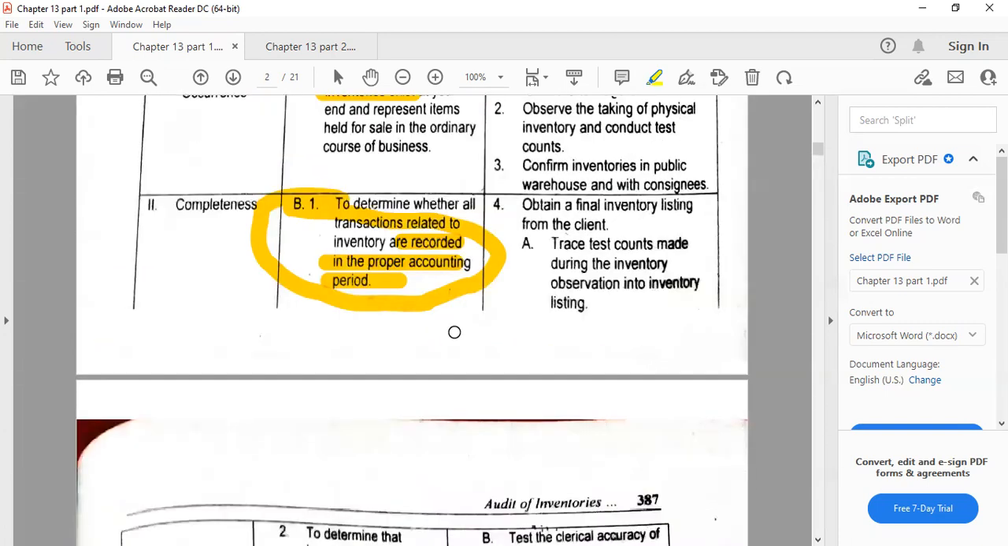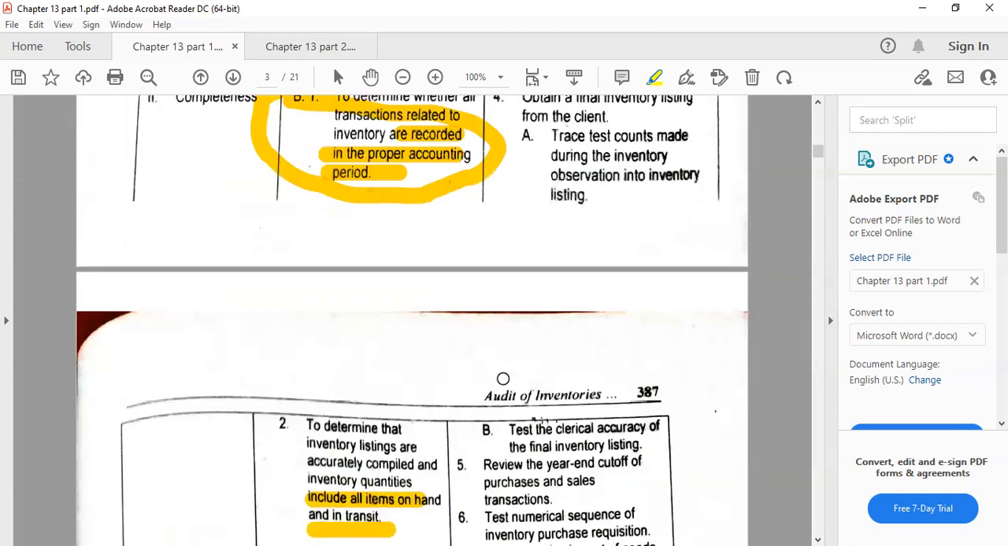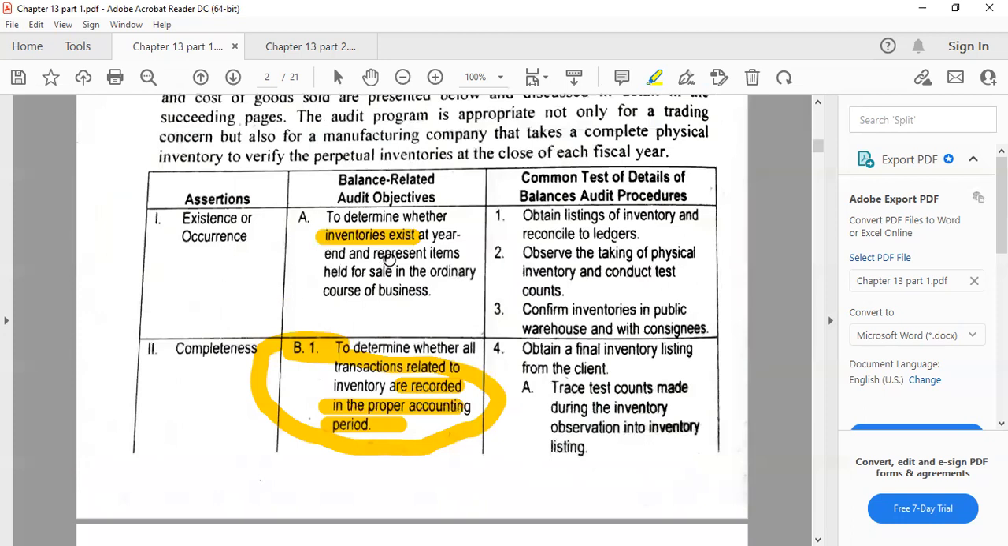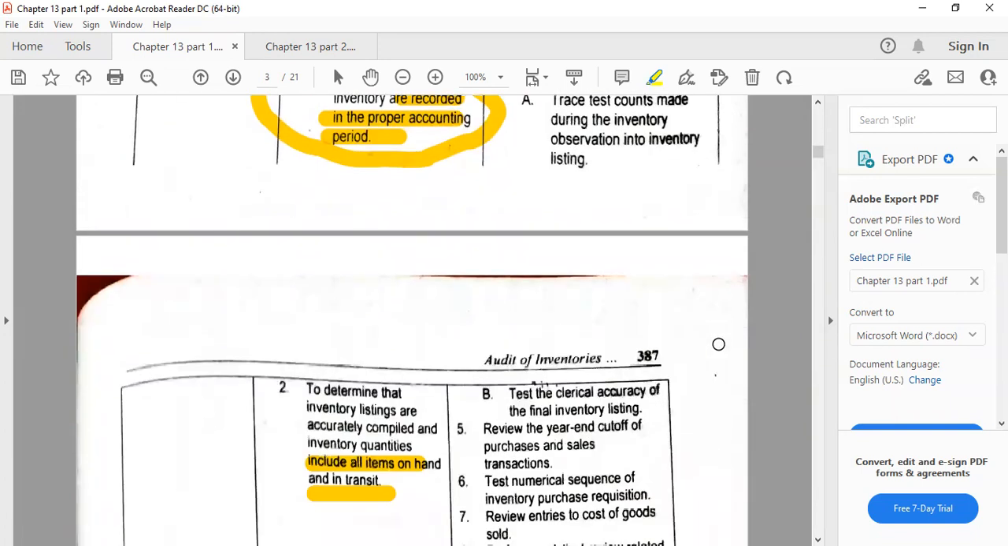Another objective is to determine that inventory listings are accurately compiled and inventory quantities include all items on hand and in transit. So how do we attain these objectives? First, we obtain a final inventory listing from the client, so we can see the inventories. And then after obtaining the list, we trace the test counts made during the inventory observation into the inventory listing.